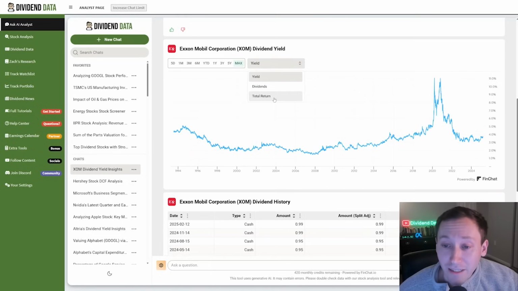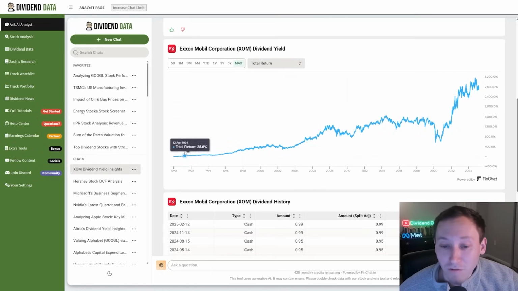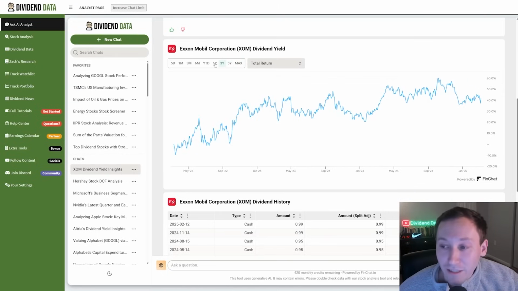You can also click here and get the total return for the company over the long term. And you can even filter that from 5, 3, 1 year, etc.